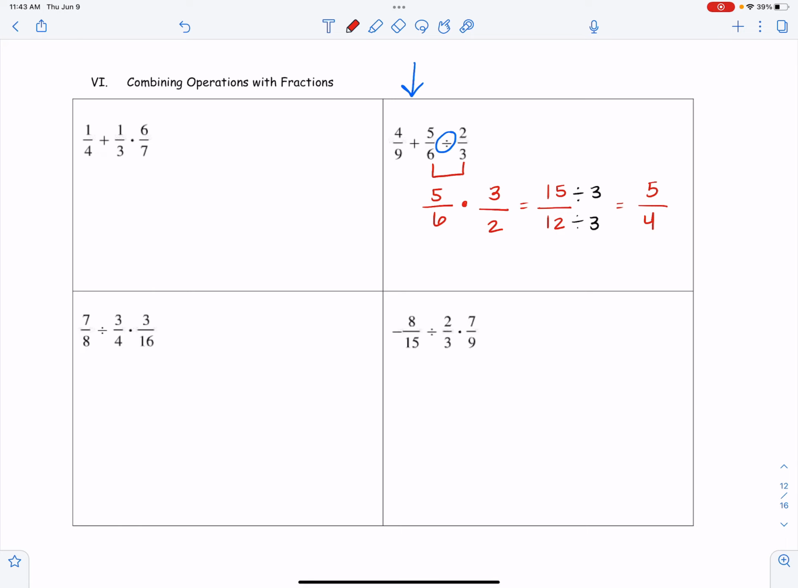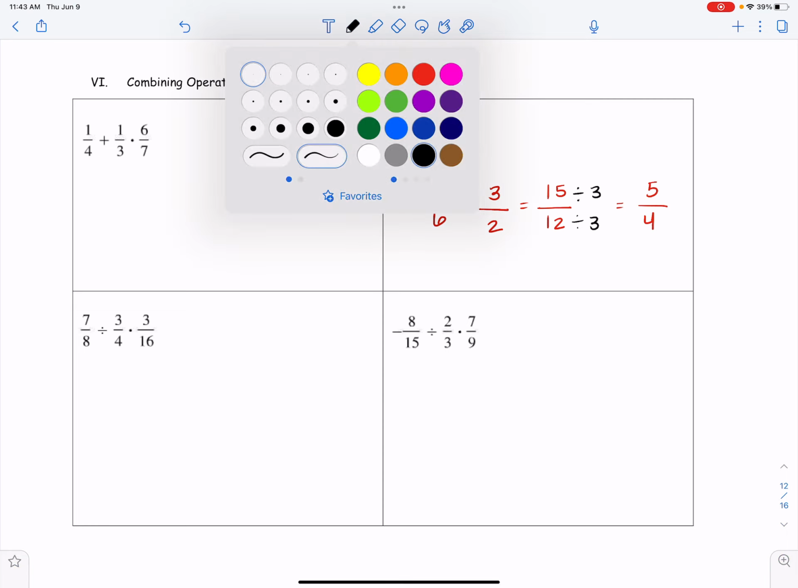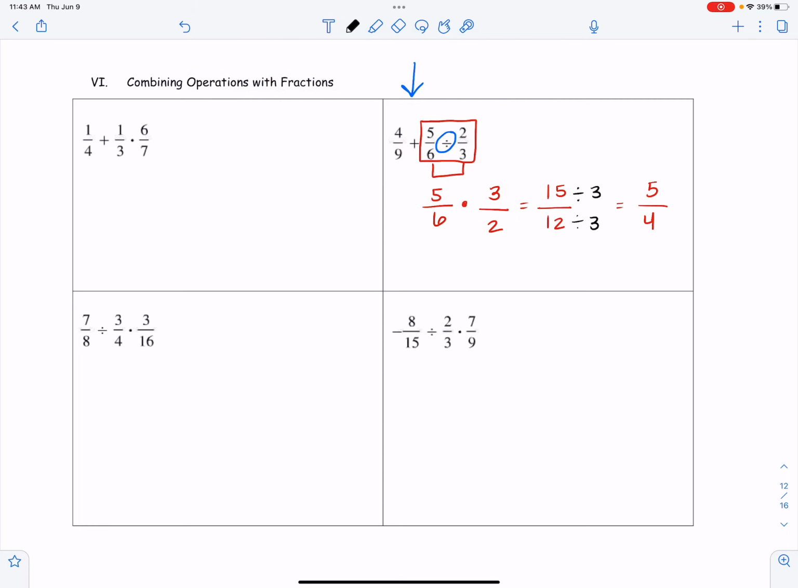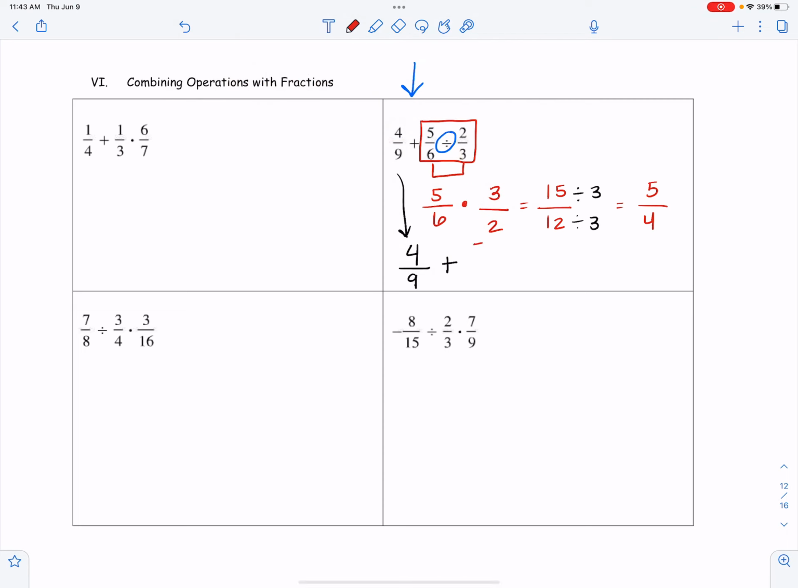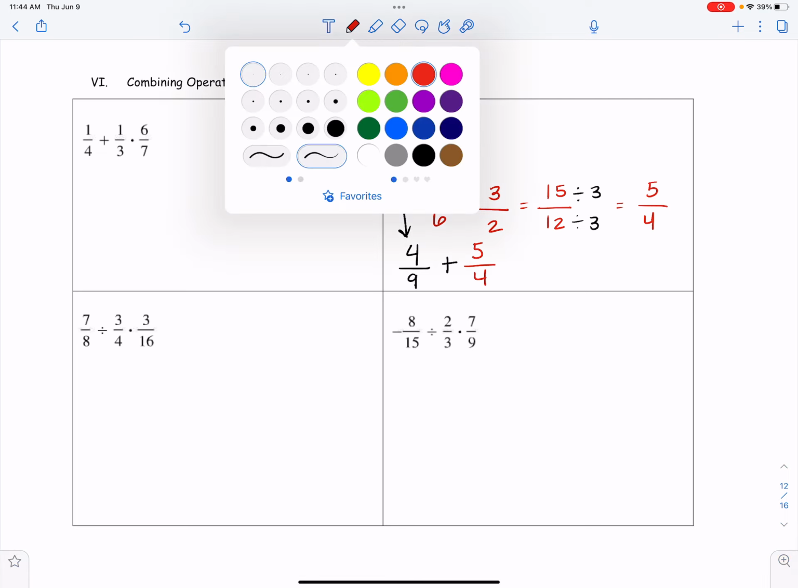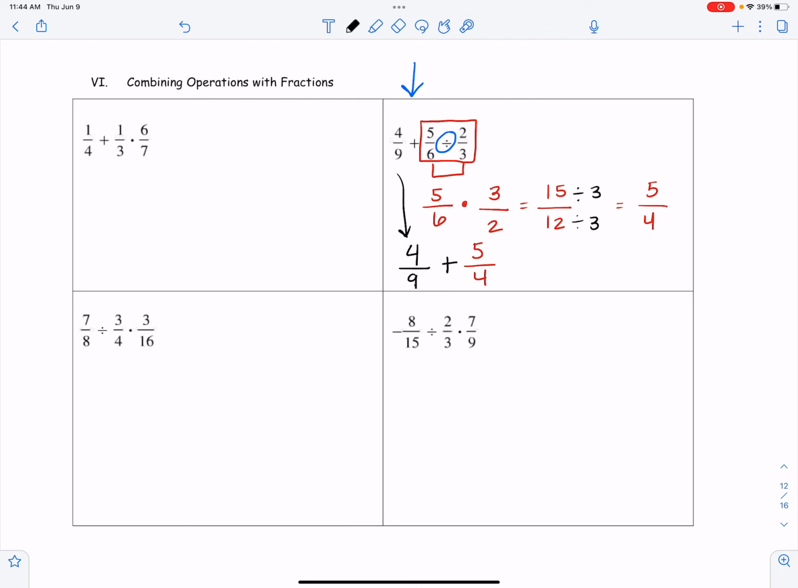Now remember, what we just worked out is this part right here. So now I've got to go back and finish this problem with the addition, all right? Do the division first, then the addition. So I'm looking at 4/9 plus, and then the division that I just worked out is 5/4. So now that I'm at addition, remember with addition and subtraction, you must have a common denominator.